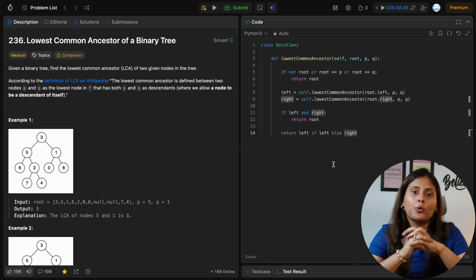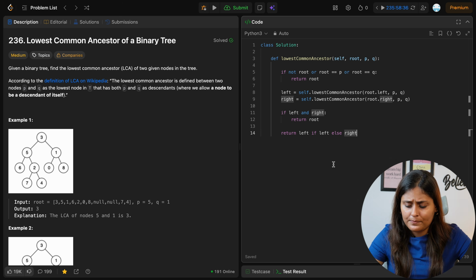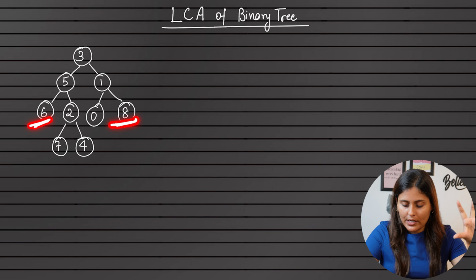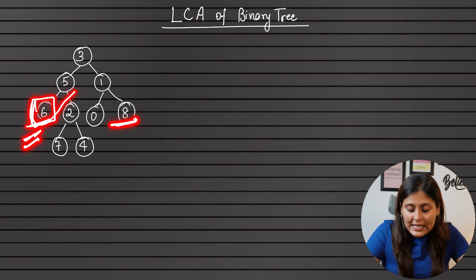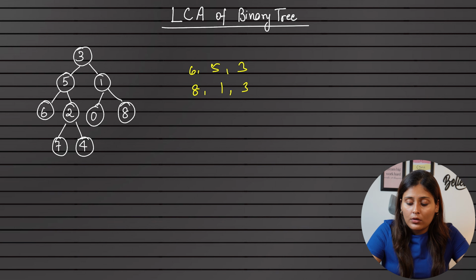But there is one more approach which I definitely want to teach you all, and this is very basic and very common. So for the second approach, the idea was that suppose P is 6 and Q is 8. Don't you think, if you see this path 6, 5, 3, and if you see the path from this side, 8, 1, 3. So the common one was 3.